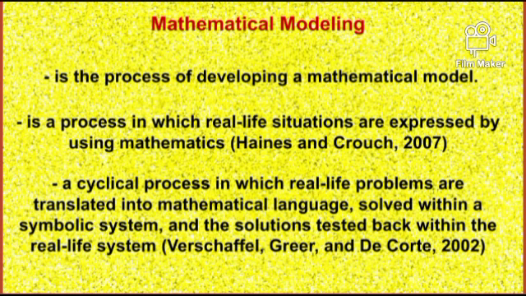What is mathematical modeling? Mathematical modeling is the process of developing a mathematical model. Mathematical modeling is a process in which real-life situations are expressed by using mathematics. Mathematical modeling is a cyclical process in which real-life problems are translated into mathematical language, solved within a symbolic system, and the solutions tested back within the real-life system.